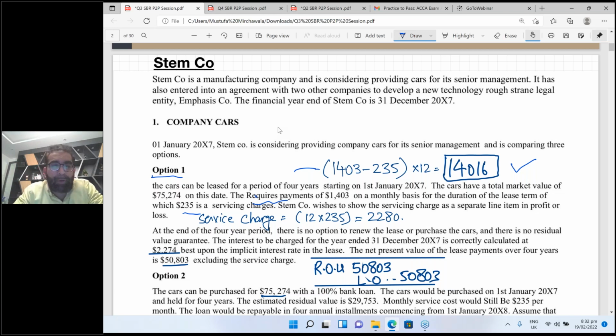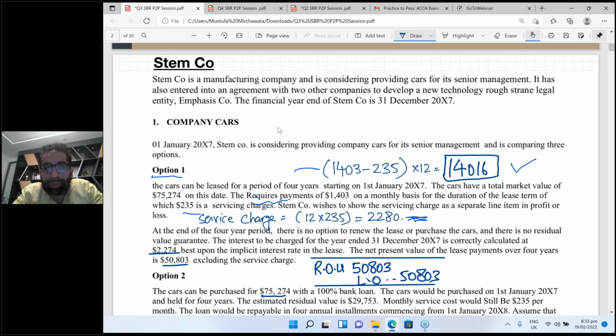Okay. Now let's take out the service charge also separately. See this. One month service charge is 235. So how about 12 months? 12 multiplied by 235 is 2280. So this 2280 will directly go in P&L. Okay. Right. Now be active.